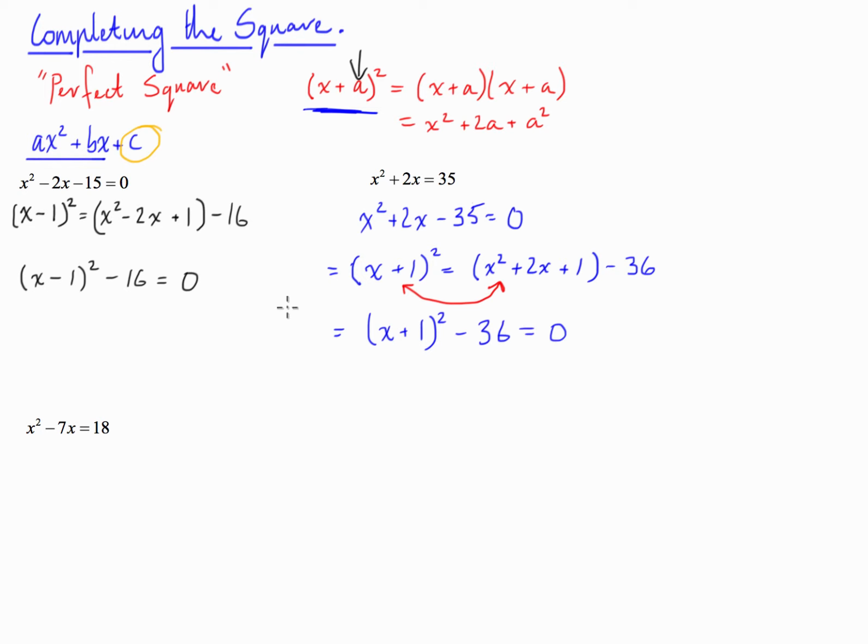Okay, now here's the makings of a bit more of a tricky one. The reason it's a bit more tricky is because this b term here is odd.